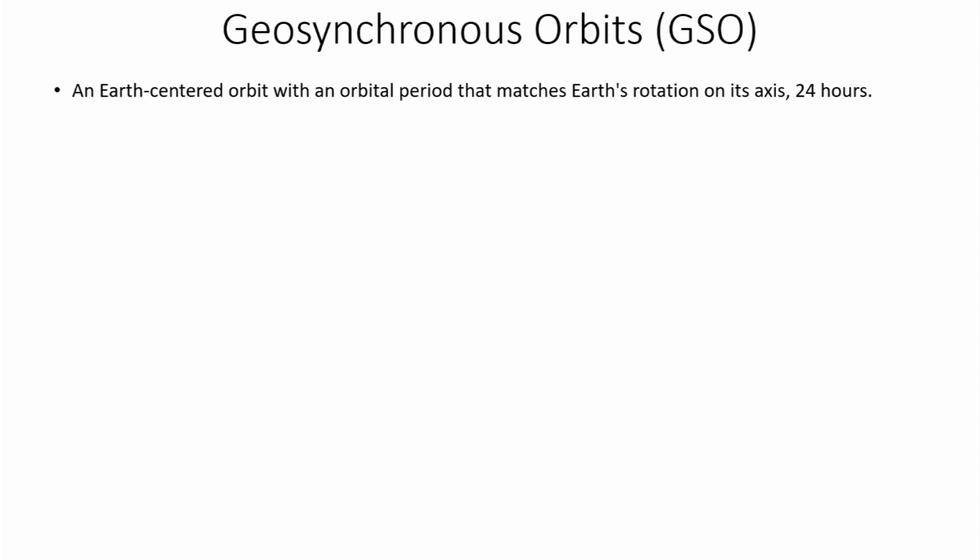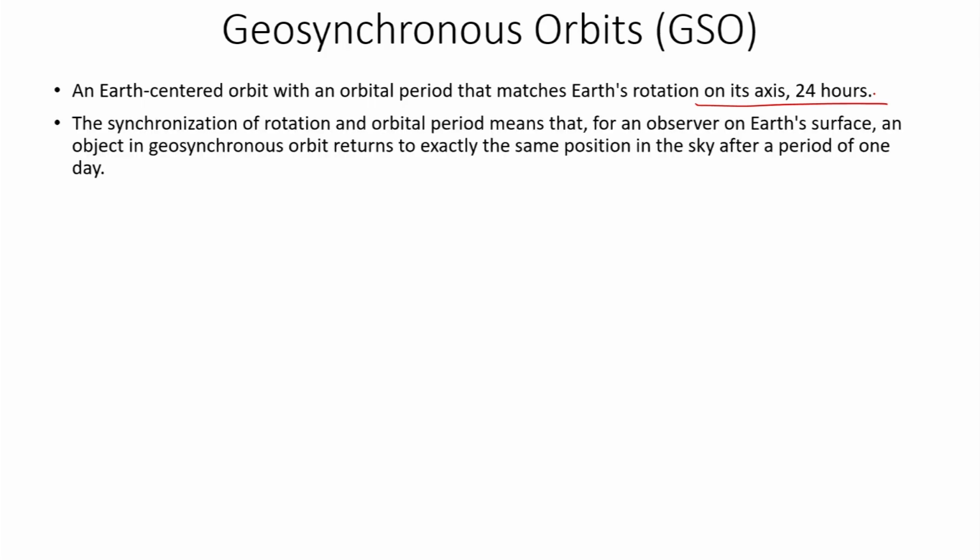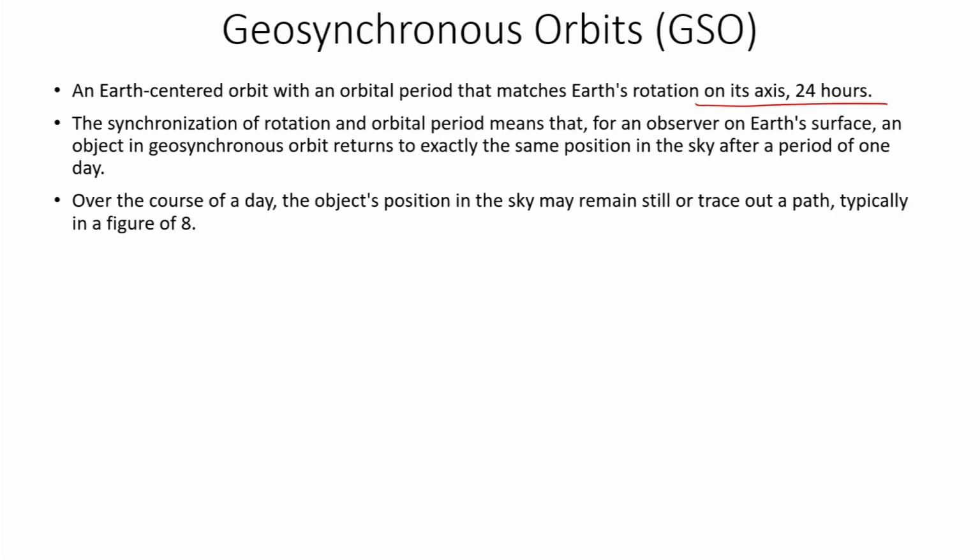The next type of satellite is called the geosynchronous orbit or GSO. In GSO the orbital period is the same, but the only difference is that it is not in the equatorial plane, so it can have an inclination angle. A particular case is the geostationary orbit, when the inclination of the geosynchronous orbit is 0.